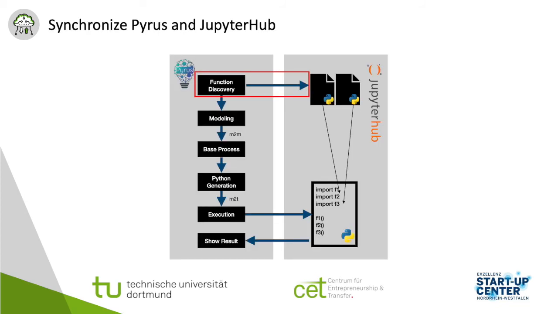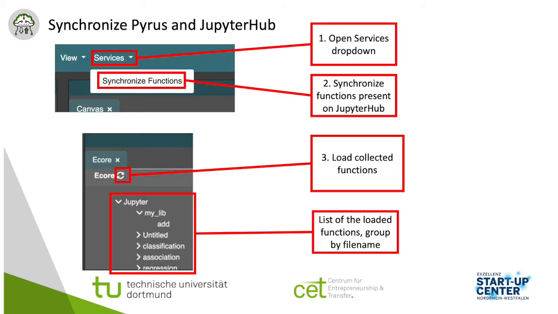Now that a new function is available in the Jupyter Hub, it has to be found by Pyrus. To do this, the synchronized function service is called in an already connected project, which searches for the functions and propagates them. Afterwards, the echo area can be updated and should list the new function.